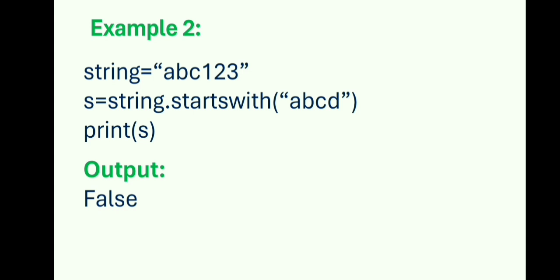The string startswith method returns true if the string begins with the substring passed to the method. Otherwise, it returns false. If start and end values are omitted, then search starts from the index value 0 and ends at the last character of the string.